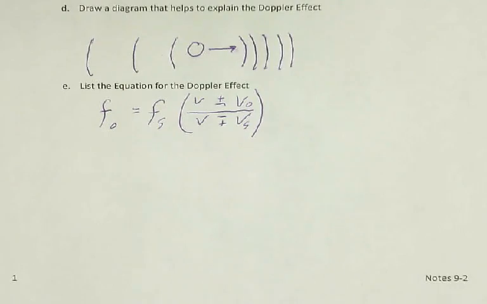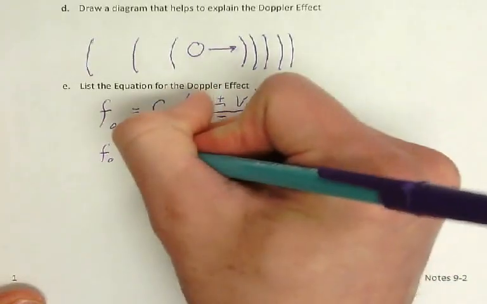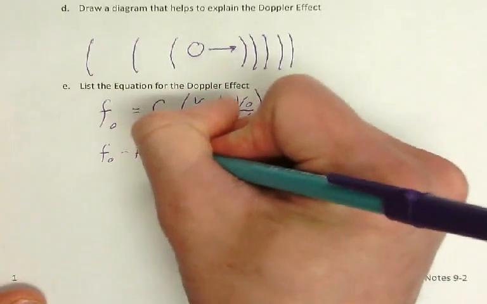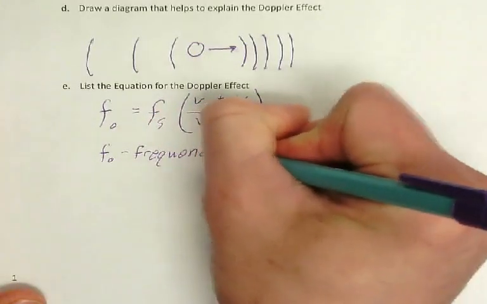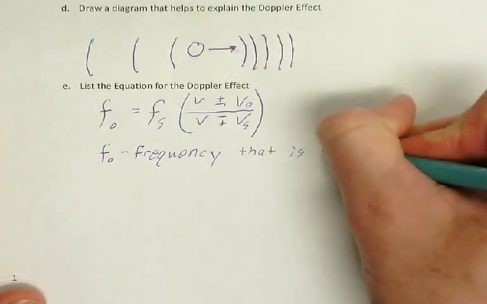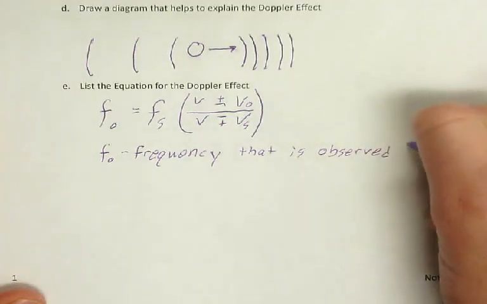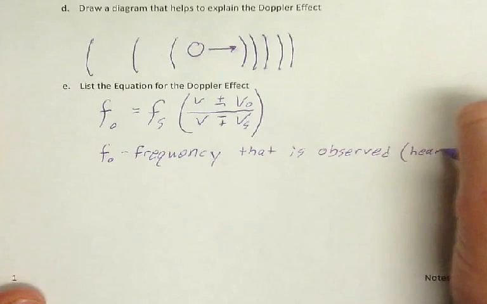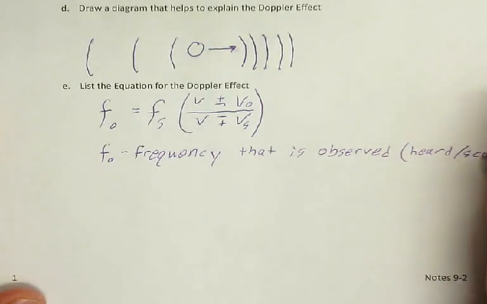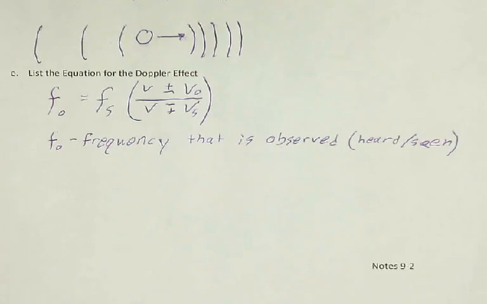Okay, so let's talk about what each of these symbols stands for. Fo is the frequency that is observed. That's why it's called Fo. You can think of that as what's heard or even what's seen. The Doppler effect works with light also. We'll do one kind of bonus problem with light. But in general for this unit, you're going to do it with sounds. Okay, so that's Fo, the frequency that's observed.